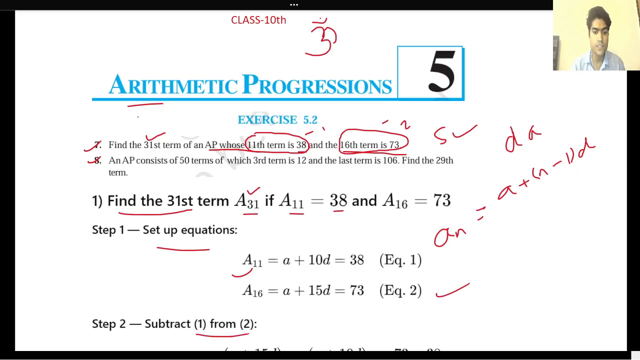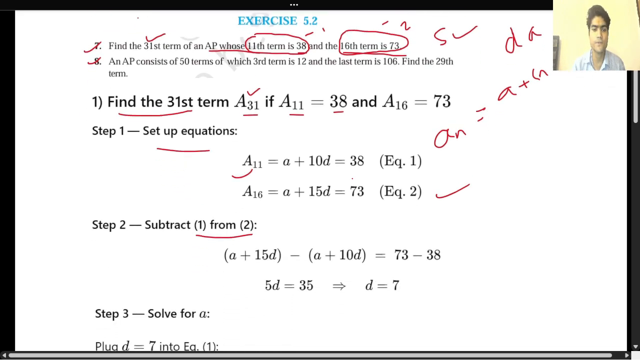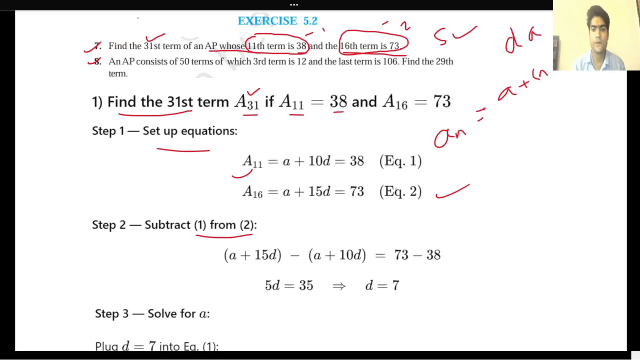Step number 2, subtracting equation number 1 from equation number 2: a plus 15d minus a plus 10d. So I get 5d equal to 35. The a gets cancelled out; 15 minus 10 is equal to 5 and 73 minus 38 is equal to 35. So I get d equals 7.